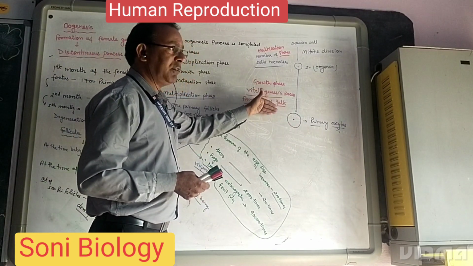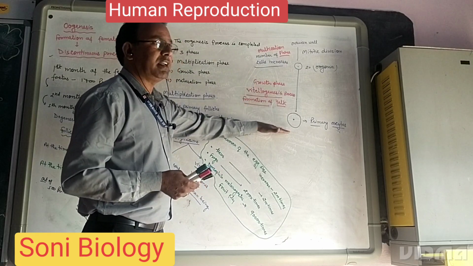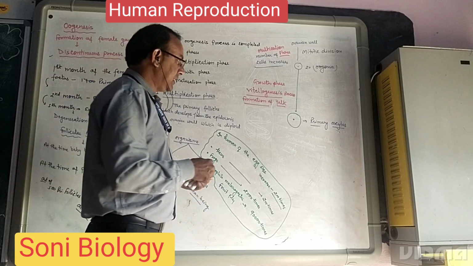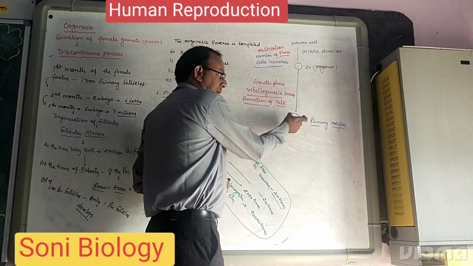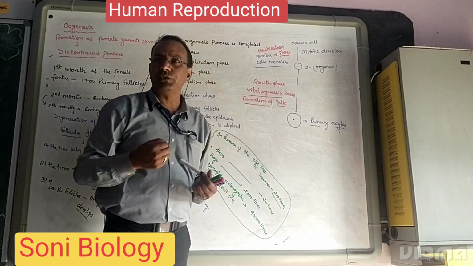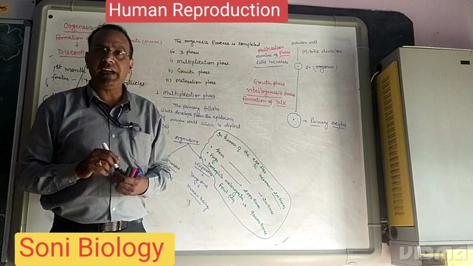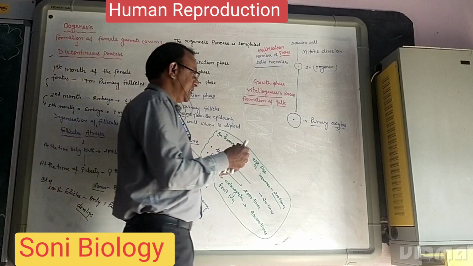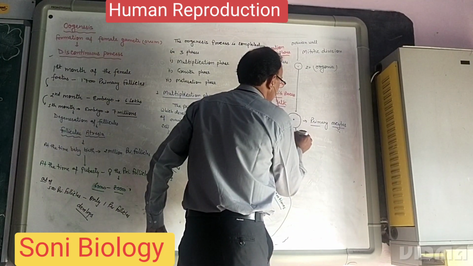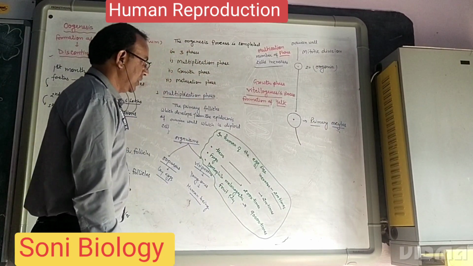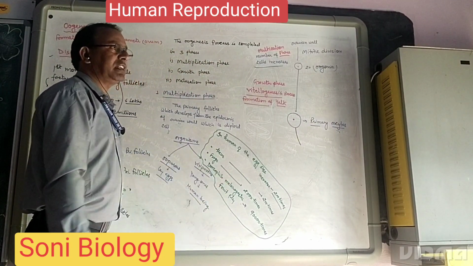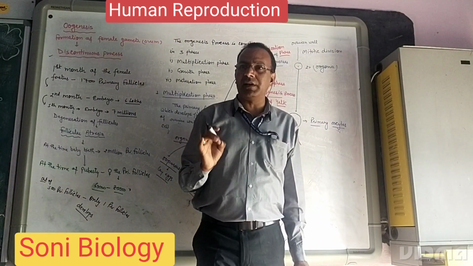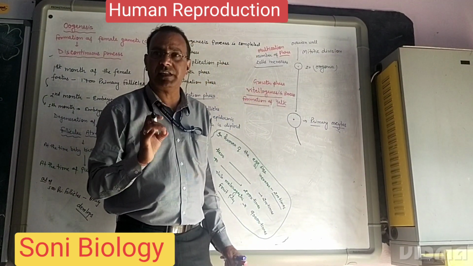Clear? After the formation of yolk, the cell size increases, and this is called growth phase. Then this grown cell, the primary oocyte, enters into another phase, and that phase is meiosis 1. Meiosis division takes place, so the cell increases its number, but the human female is an exceptional case.